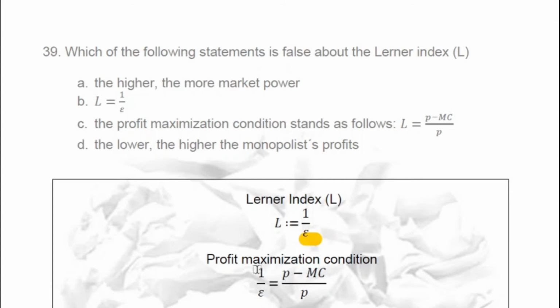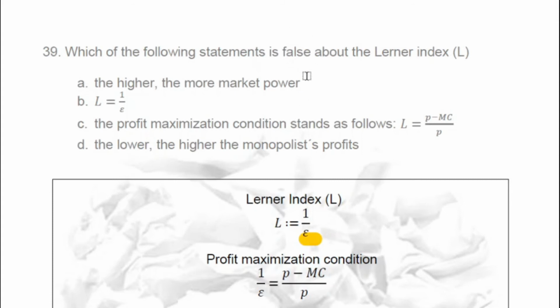Okay, the higher the Lerner index is the same as the lower the elasticity, so the more inelastic demand. There is where a monopolist could charge a high price. Yeah, so the higher, the more market power.